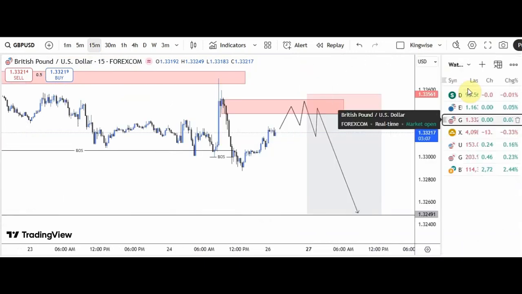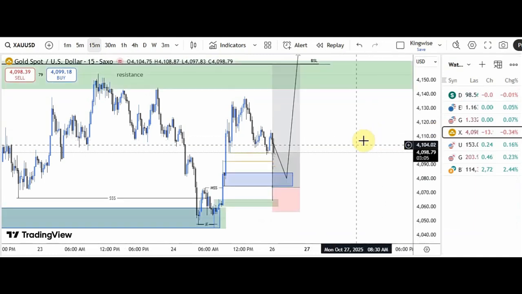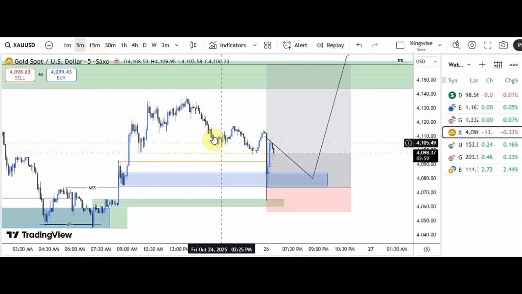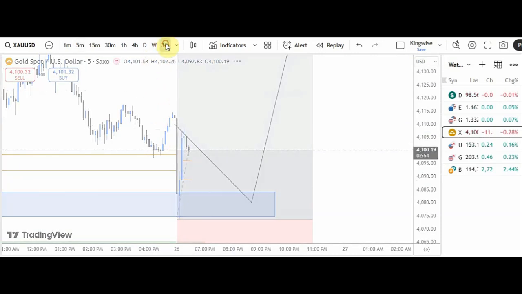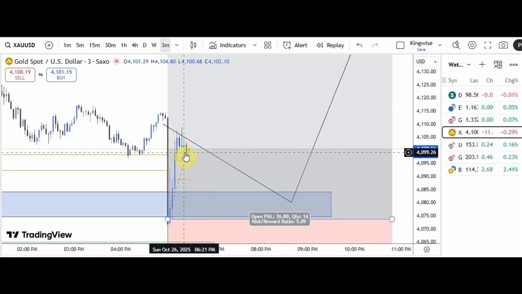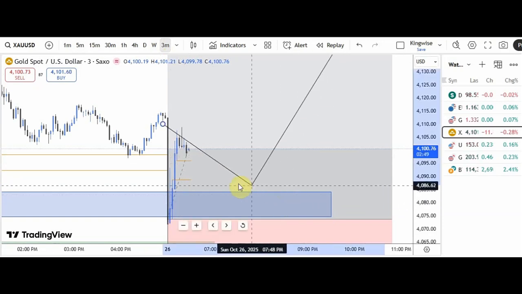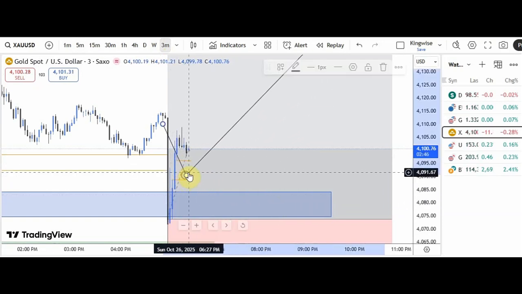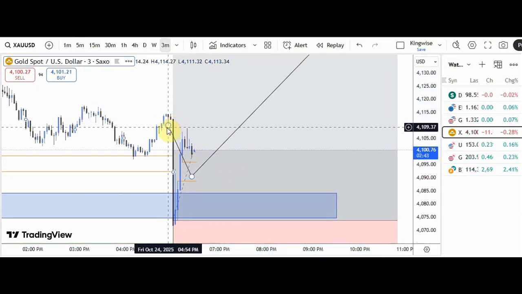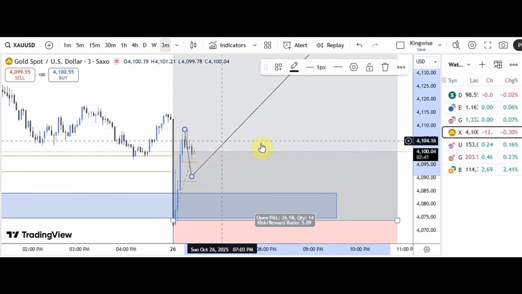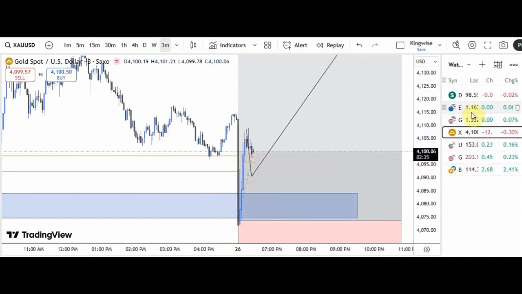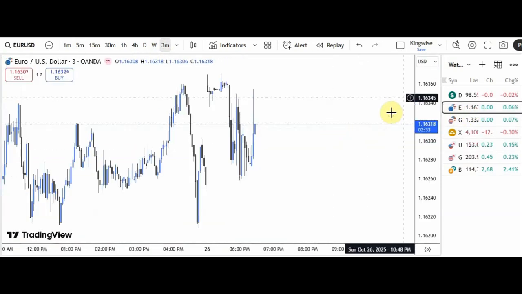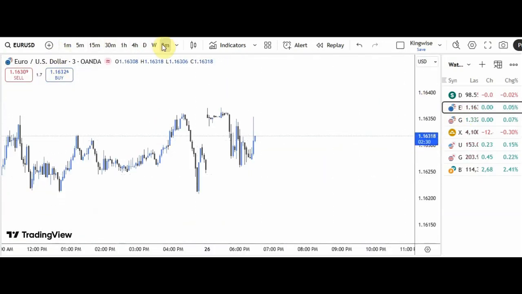So let's see how our gold is faring. Okay, we're having gold returning. I have a fair value gap here on the 3-minute time frame, so I expect price to come into this fair value gap here and continue the buys. So anything can happen. So let's quickly look at what EU is saying from the weekly time frame.